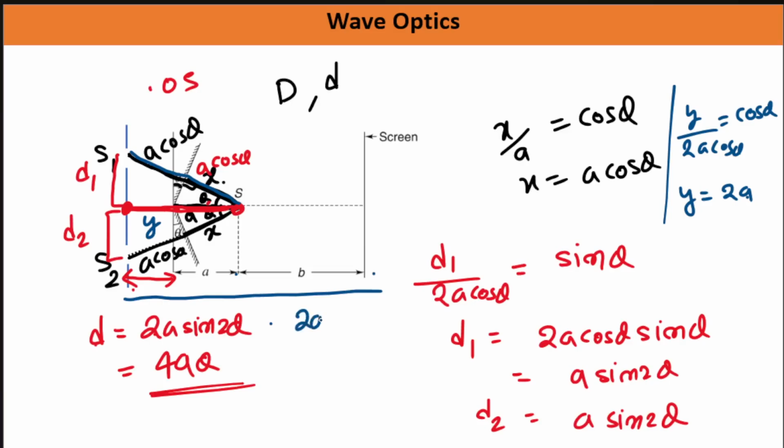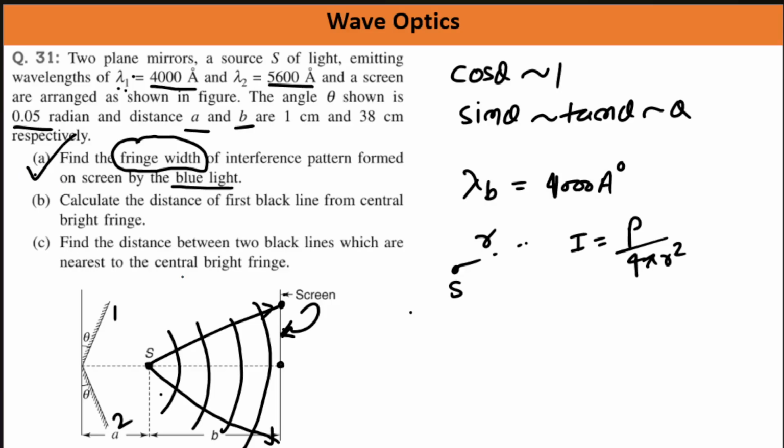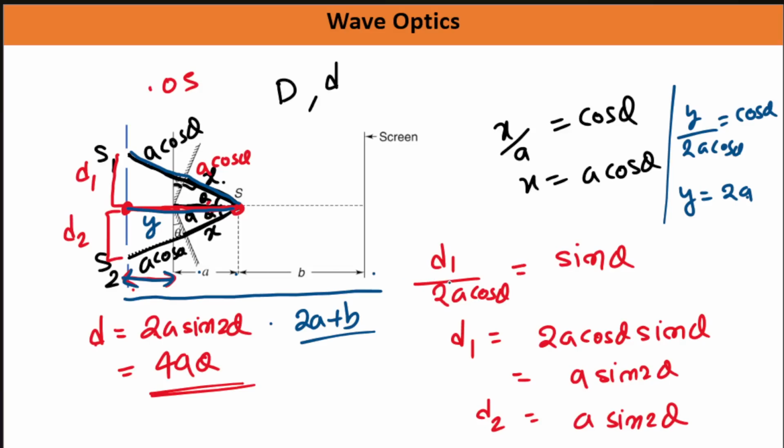So 2a plus b, because this is a, this is also coming to be a, क्योंकि हमें ये टोटल कितना मिला है? 2a मिला है. ऐसे भी हम सिमेट्री से डायरेक्टली भी बोल सकते थे. If this distance is a, then this distance we will get as a only, where this line is on the line where images of s through mirror 1 and mirror 2 are located. ठीक है, so we could have said this, but also by calculation we have done it, so more satisfactory. Okay, so now we are done with the value of capital D and small d.